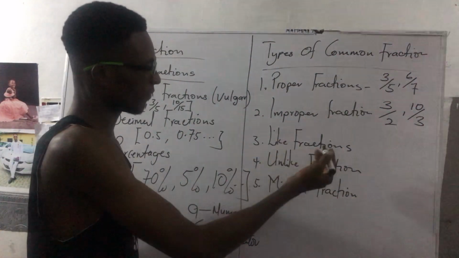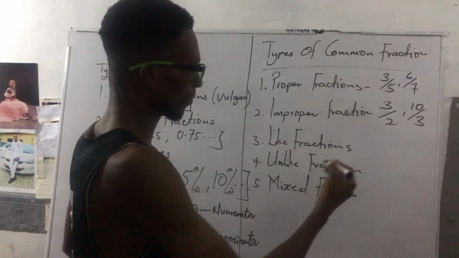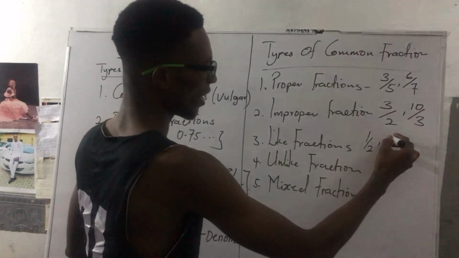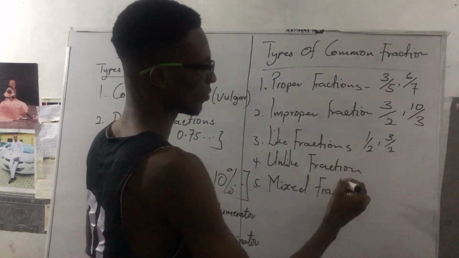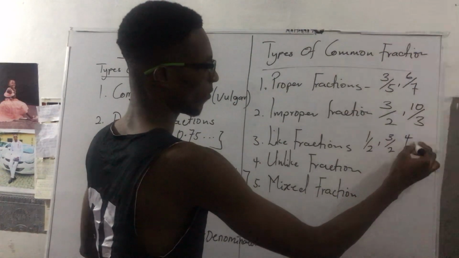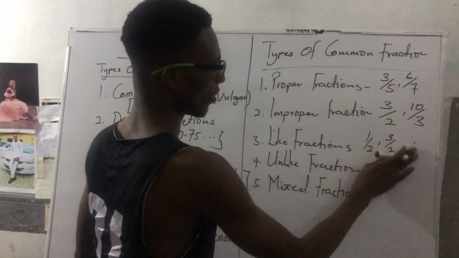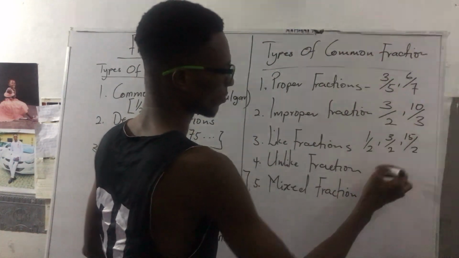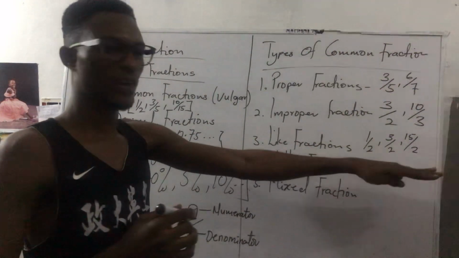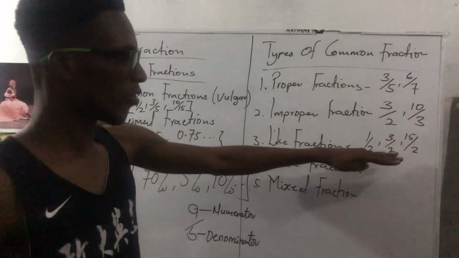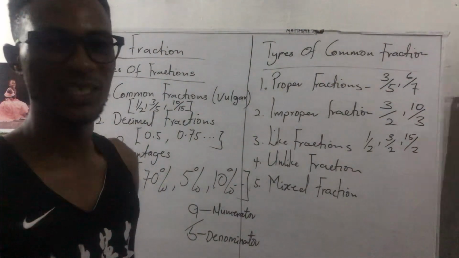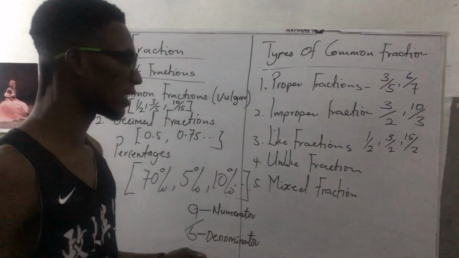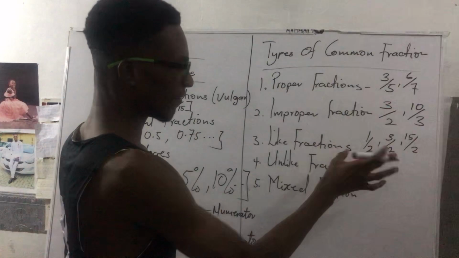Now let's look at like fractions. We have 1 over 2, 3 over 2, 4 over 2, or let me say 15 over 2. Now these are two or more fractions, but they all have the same denominator. Now, this is a like fraction.